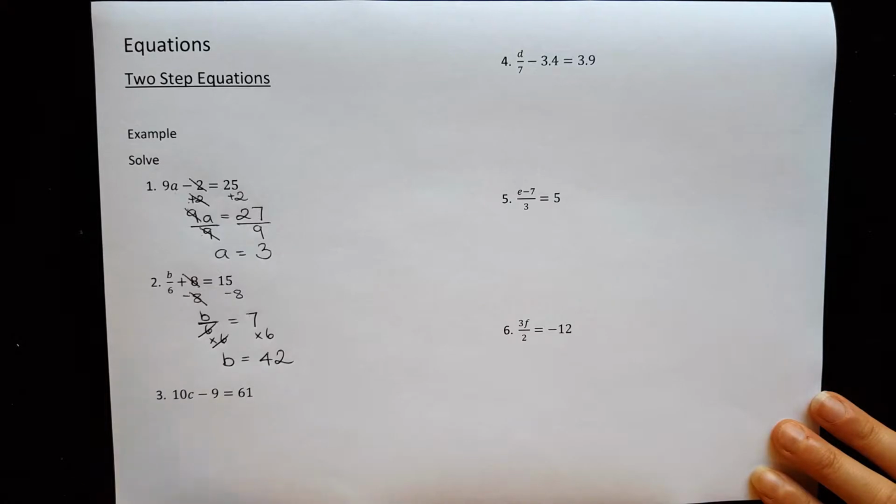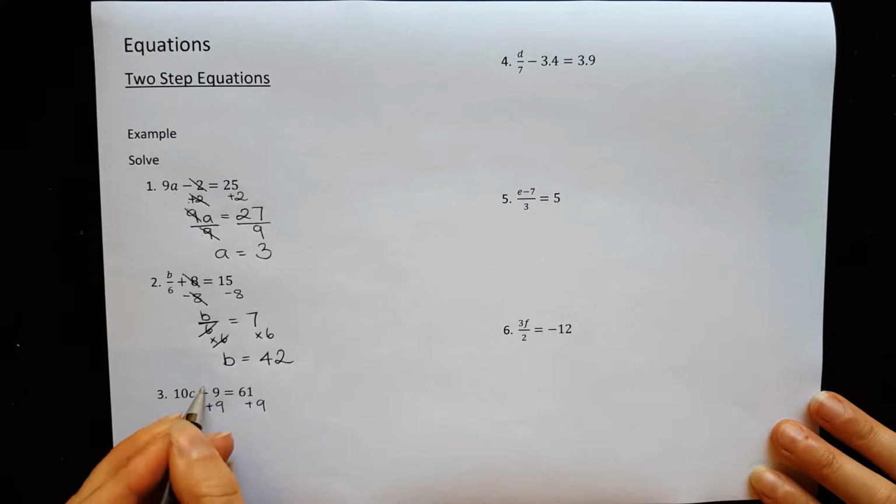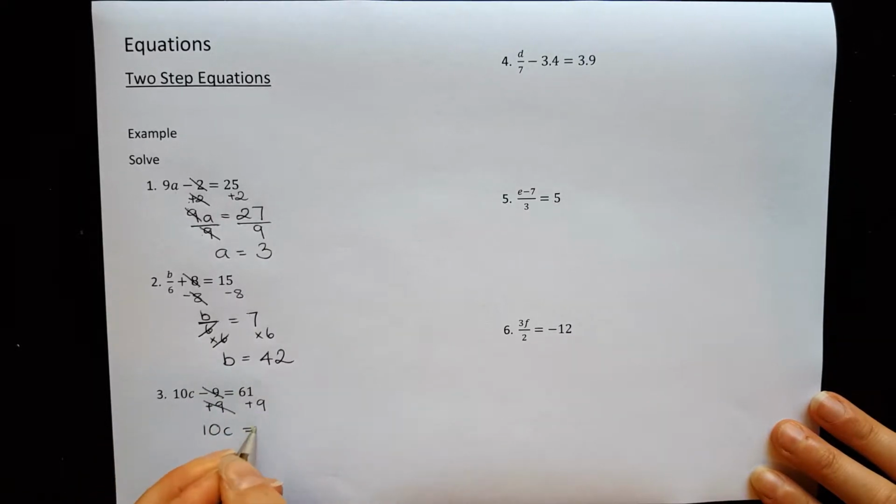For question 3, we have 10c minus 9 is equal to 61. So the first thing to move will be the 9, where I need to add 9 to both sides. 10c is equal to 70. Then that's 10 times c, so I need to divide by 10. c is equal to 70 divided by 10, which is 7.